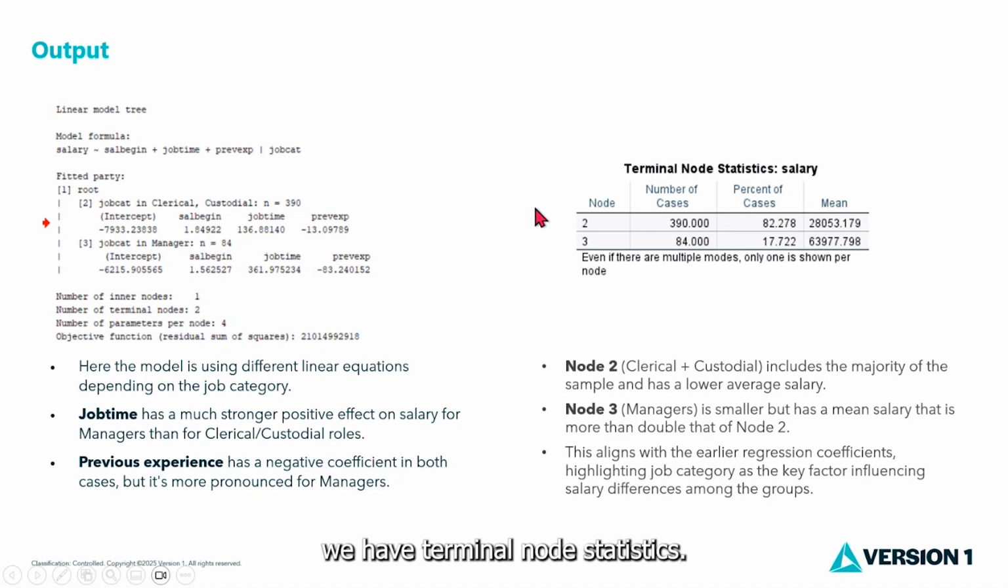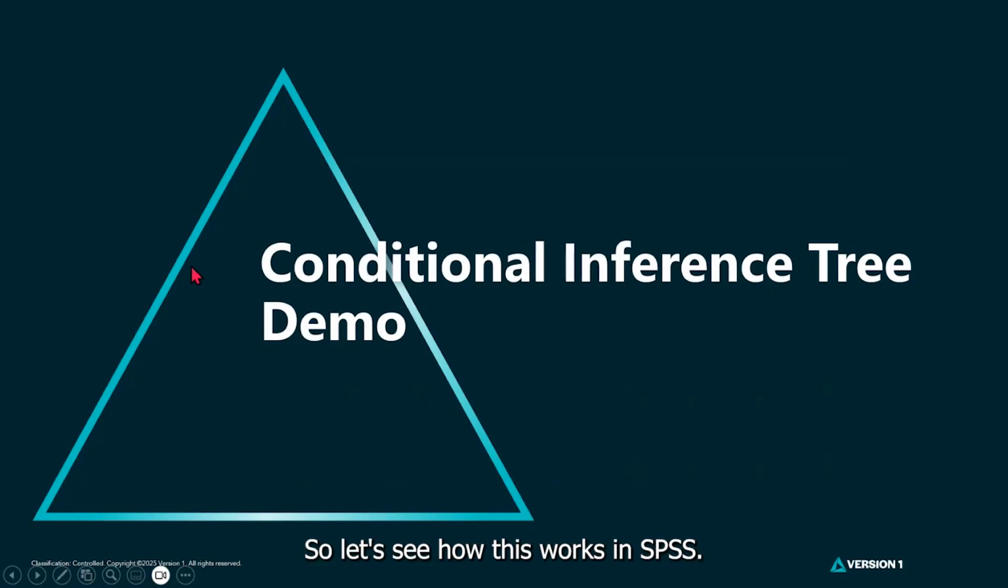We have terminal node statistics. This is the average salary for clerical and custodial employees, and the average salary for managers. When we look at managers, it's a much smaller group, but it's got an average salary that's more than double that of our clerical and custodial workers. And this aligns with the earlier regression coefficients, highlighting job category as a key factor influencing salary differences among the groups. So let's see how this works in SPSS.